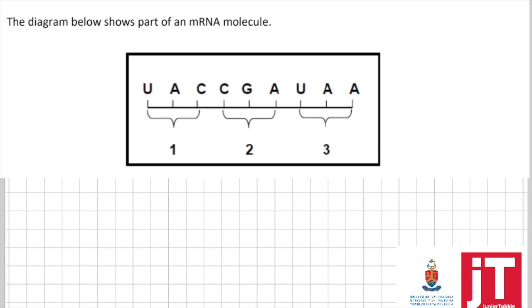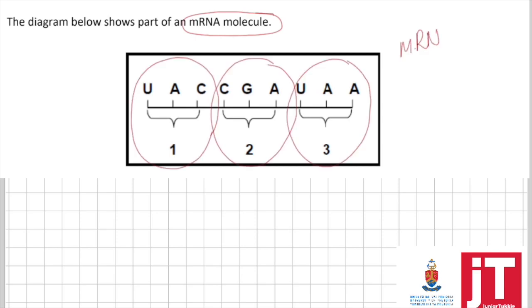Okay, and if we look very quickly at this, we can see that from left to right, we have a base sequence. It goes UAC, CGA, UAA. Keep in mind that this is an mRNA molecule, so we do not see any thymine bases in the mRNA molecule. We can see that there are 3 mRNA codons. So in other words, these sets of 3 bases form codons on the mRNA strand.